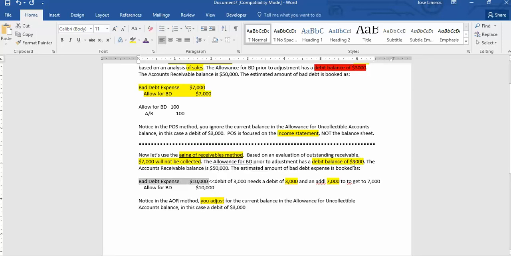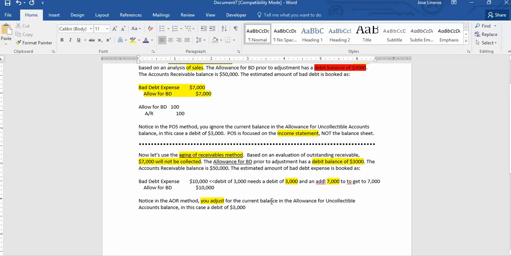You will have to keep in mind, credit $3,000 to get the debit back to zero, and then you're going to have to credit another $7,000 to get up to not $10,000, but to get up to $7,000. Because it took this entry of $10,000, the first $3,000 just gets this debit up to zero, and then the next $7,000 gets it up to what it should be, and that is $7,000.